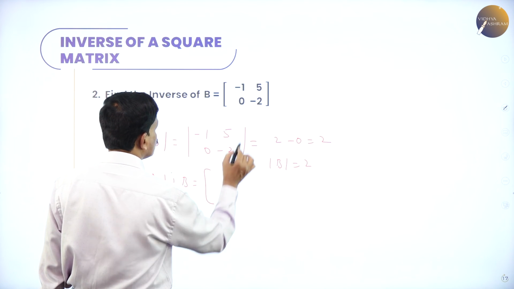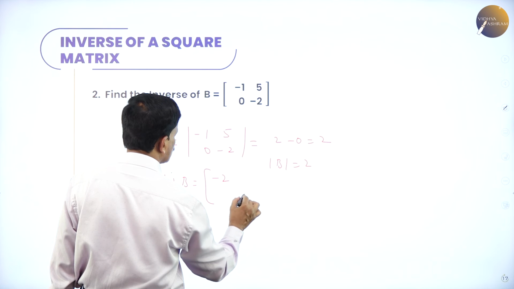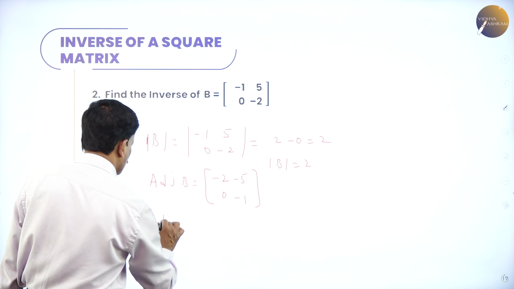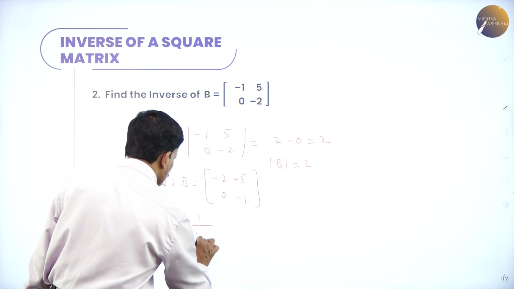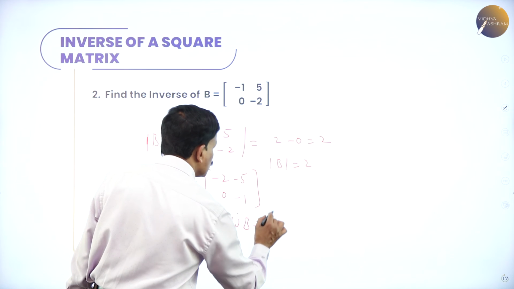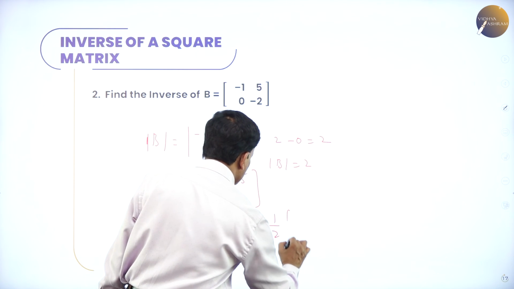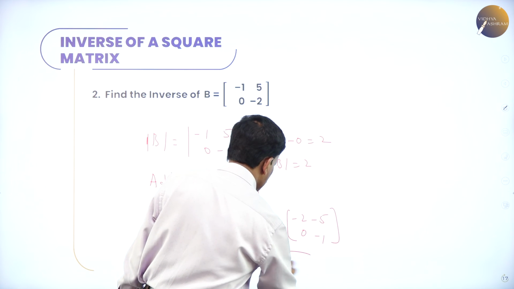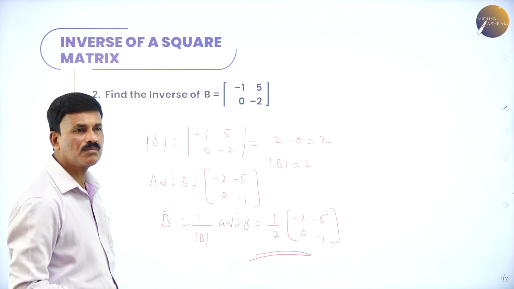Adjoint of B is equal to interchange the diagonal elements, minus 2, minus 1 and minus 5 and 0. Now, therefore, B inverse is equal to 1 over determinant of B into adjoint of B, that is nothing but 1 over 2 into minus 2, minus 5, 0 and minus 1. This is the inverse for the given matrix.